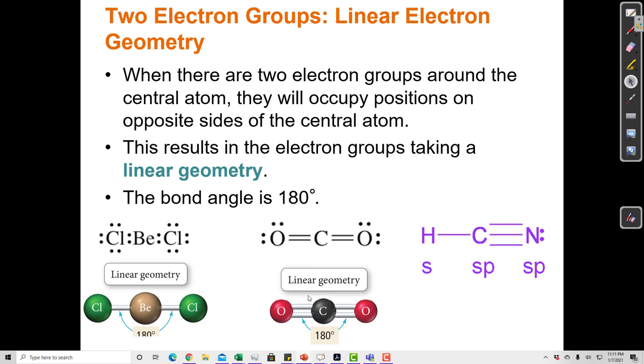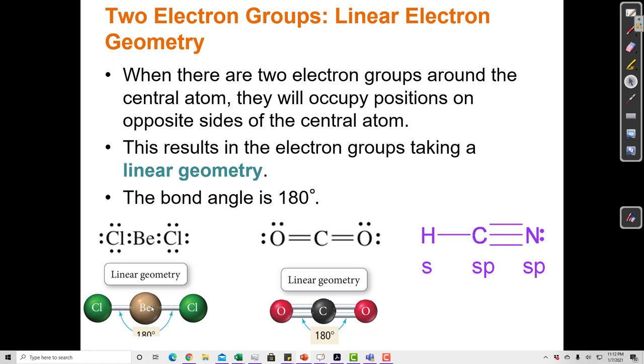When a molecule has two electron groups, then those electron groups spread out as far as possible while still being attached to the central atom. And the geometry that gives us is called a linear geometry. So these electrons right here try to get as far away from these electrons as they can, and they're on the opposite side.